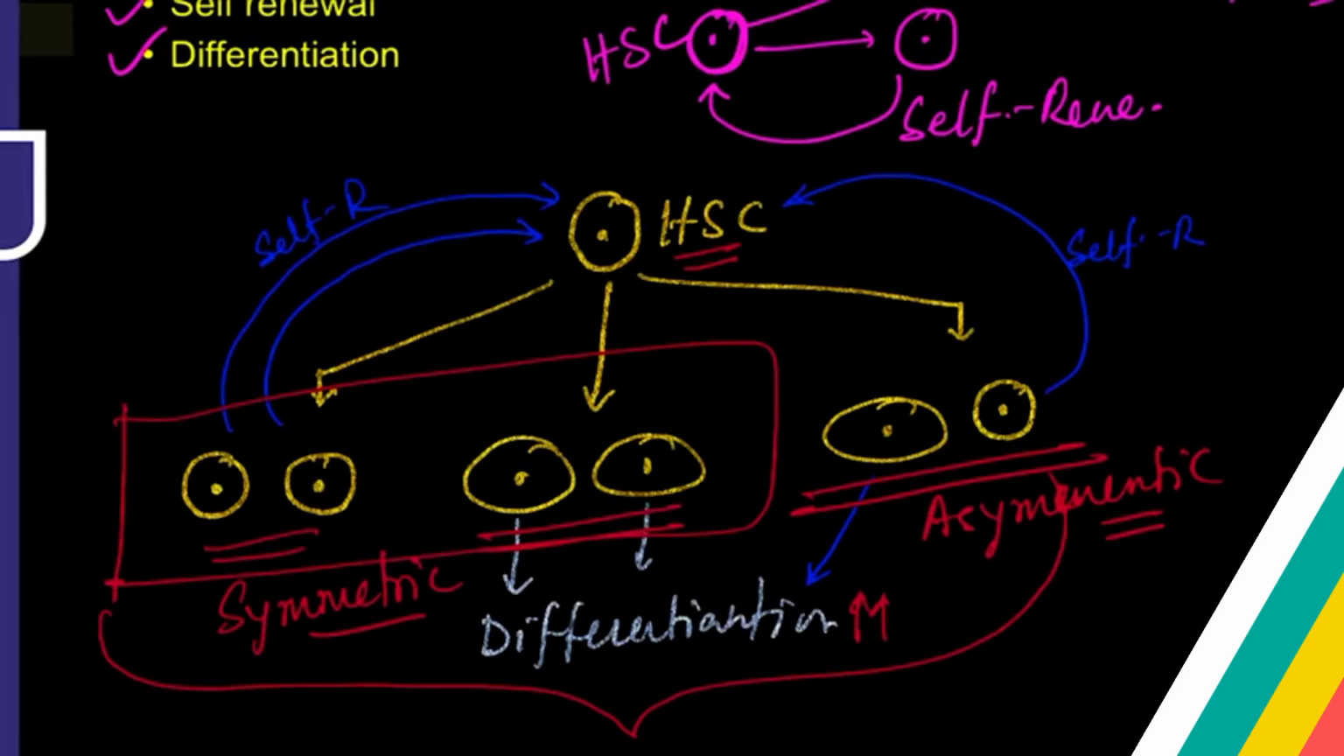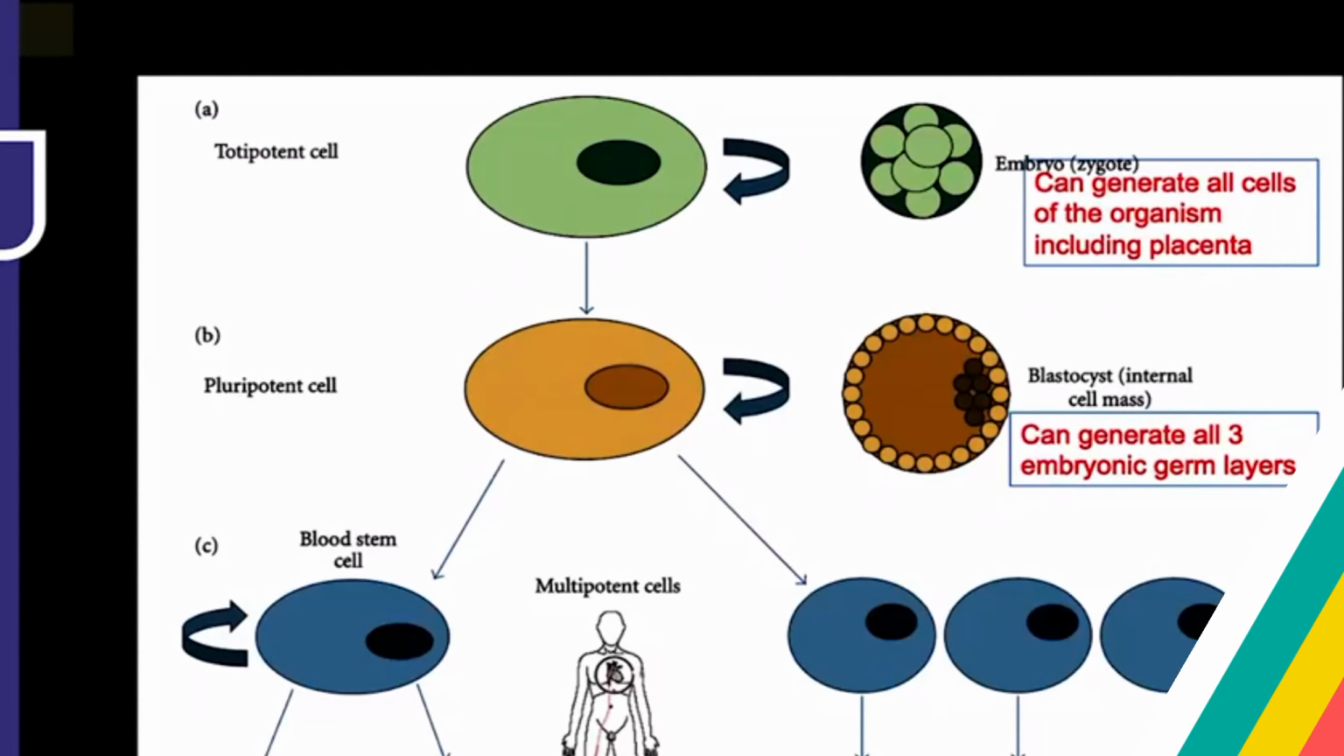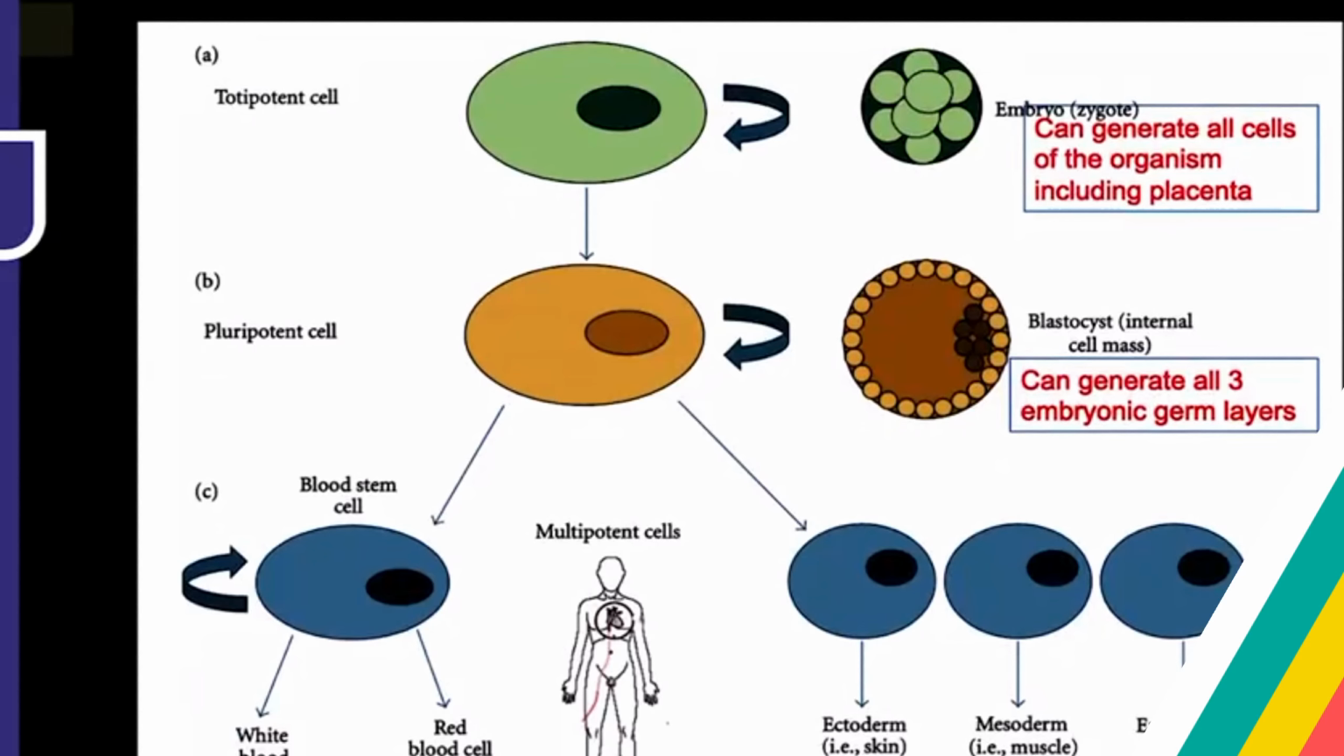And in the third type, this is asymmetric division of hematopoietic stem cell. Now, stem cells are of different types. One of them is known as the totipotent stem cell, another one is the pluripotent stem cell, and another one is the multipotent stem cell. Although there are others also, precursor stem cell, progenitor stem cell, I'll come to that. But before, what is this totipotent stem cell?